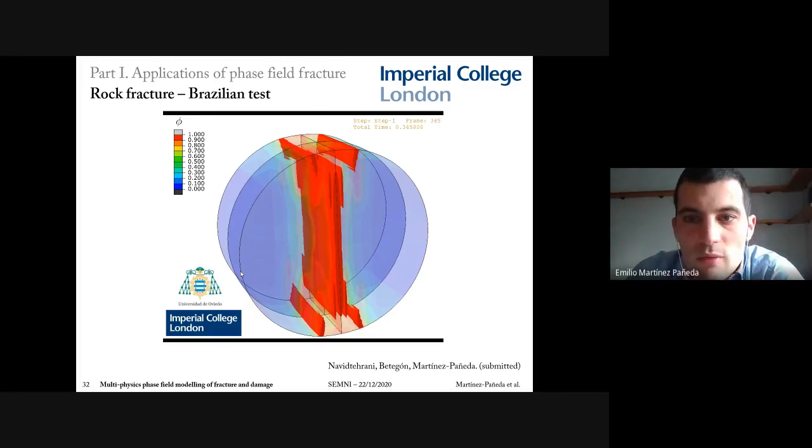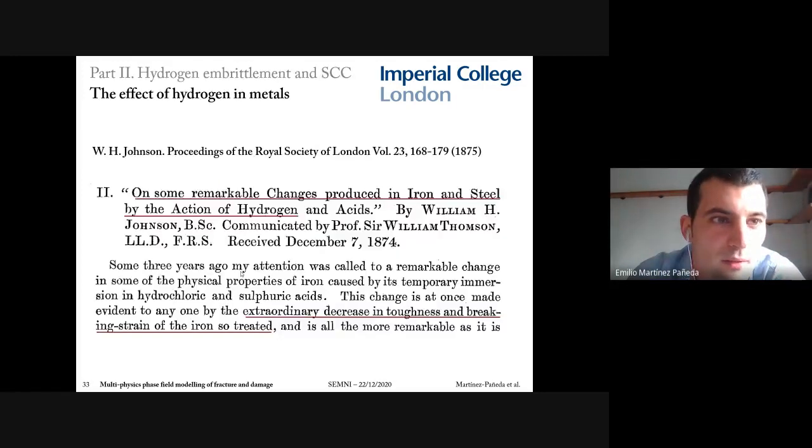Let me now tell you about this exciting challenge that is hydrogen embrittlement. So hydrogen embrittlement, or hydrogen-assisted fracture, is arguably one of the most elusive problems in mechanics of materials. Metals are very sensitive to hydrogen, and we have known this for more than 100 years. As you can see in the slide, Johnson wrote in the Proceedings of the Royal Society about an extraordinary and remarkable decrease in fracture toughness and breaking strain in iron and steel in the presence of hydrogen. And in those days, you would very rarely see words such as remarkable or extraordinary in scientific papers. But how hydrogen degrades metals is indeed remarkable and extraordinary.